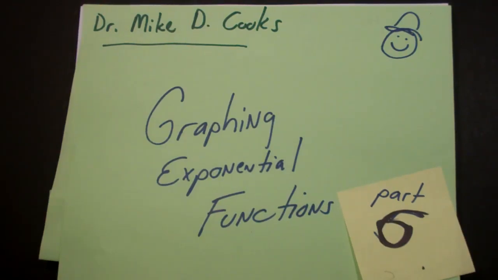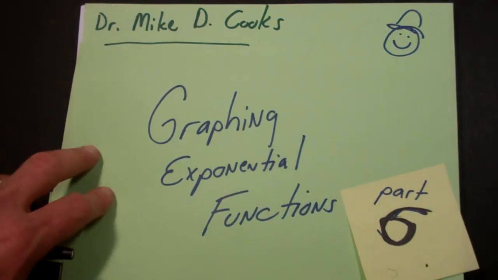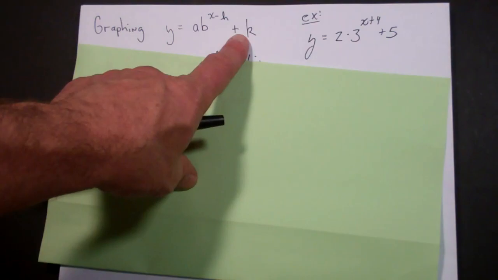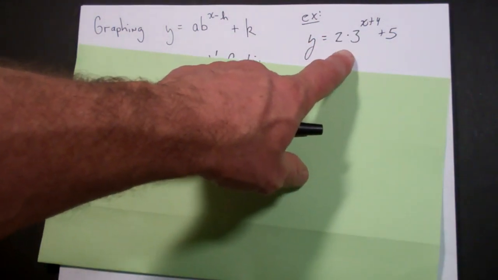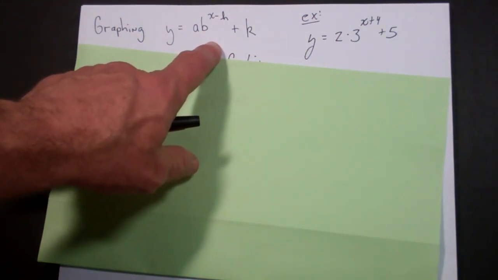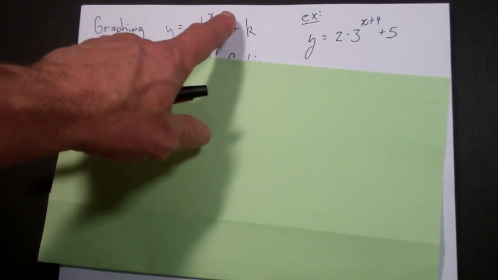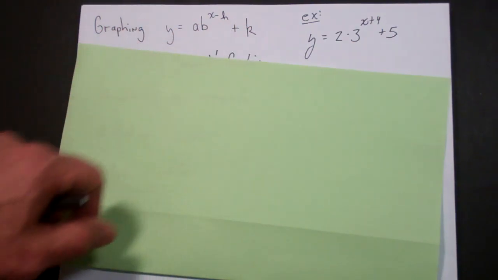This is part 6 of a series of videos on graphing exponential functions, and in this one we're focusing on graphing exponential functions in HK form. So here's an example right here, a numerical example. Here's the generalized form. Now remember, the h and k: the h moves it left and right and the k moves it up and down. The h changes signs and the k doesn't.